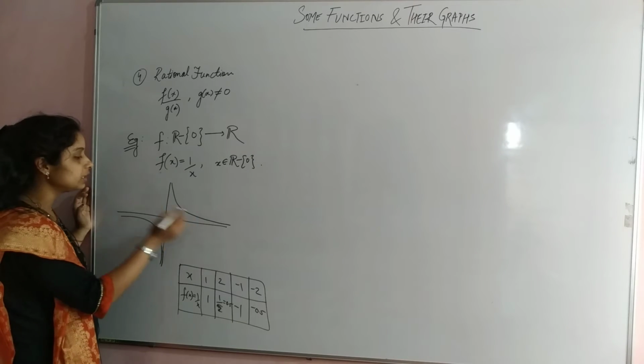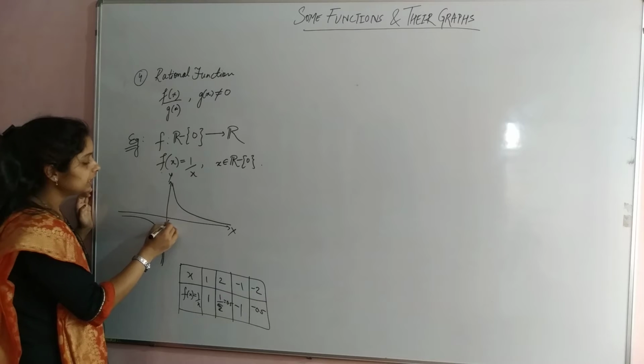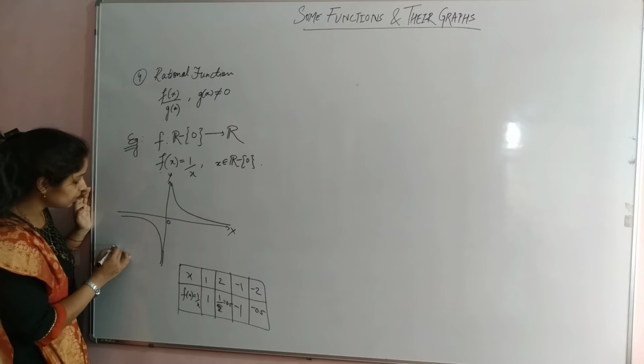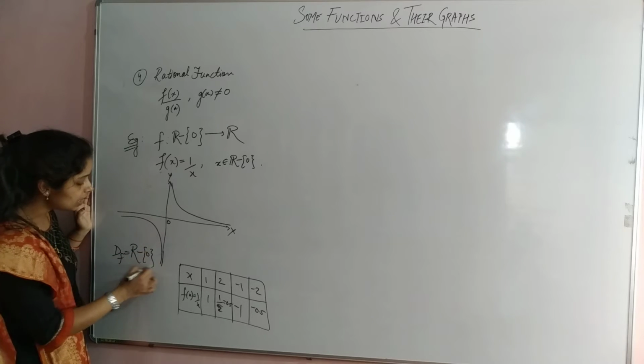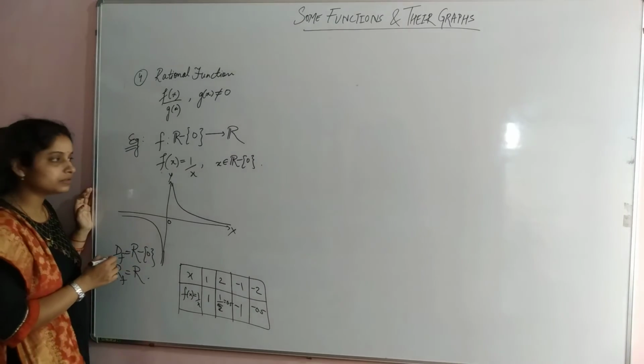As we draw this graph in the xy axis, we get this type of graph. Clearly, it is visible that the domain of this function is the set of real numbers minus 0, and the range of this function is the set of all real numbers.